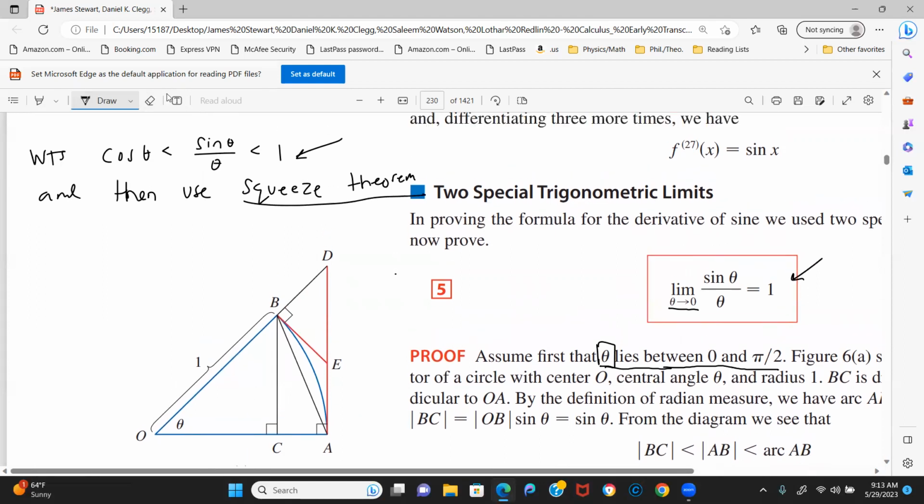because what happens when theta goes to zero? So now let theta go to zero in this inequality. Well, as theta goes to zero, one goes to one, right? But as theta goes to zero over here, it goes to one. So this thing gets squeezed between one. So that's why this limit has to be what it is. The squeeze theorem is a really important theorem, and we're going to use it to prove this limit.